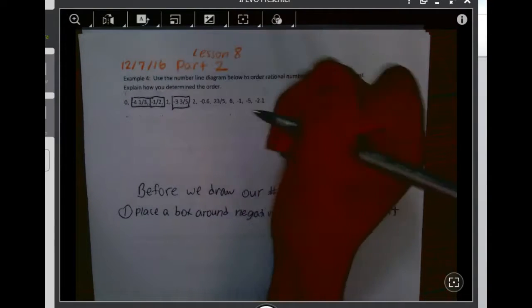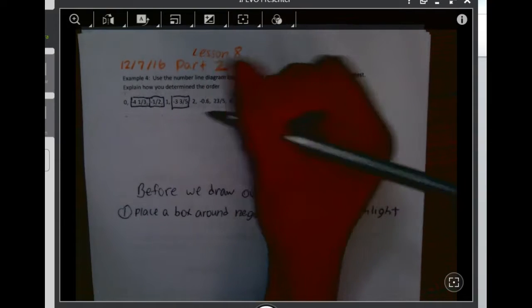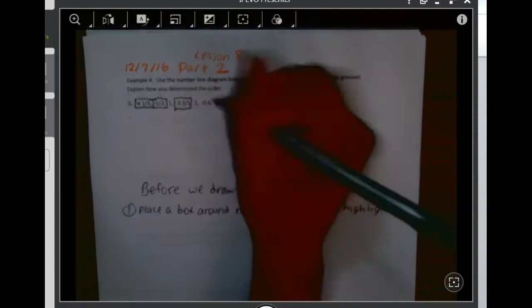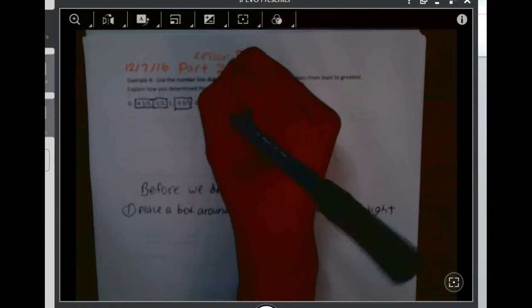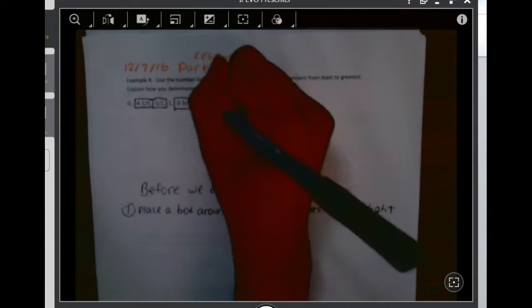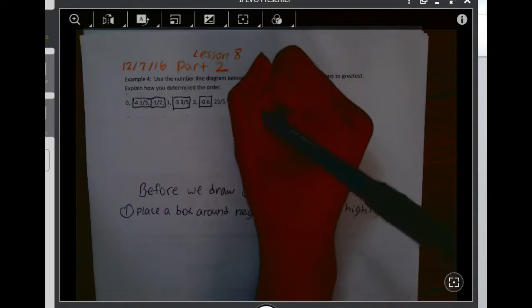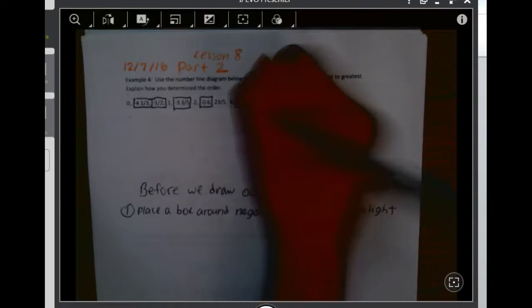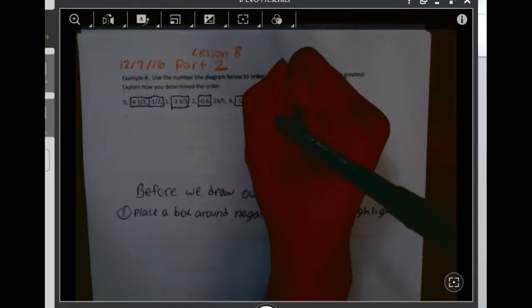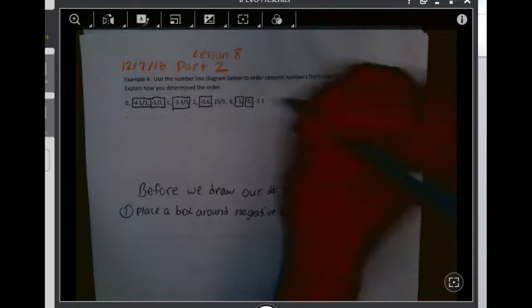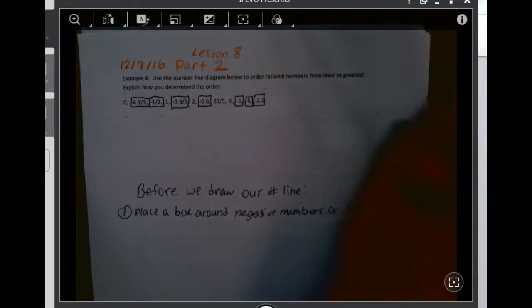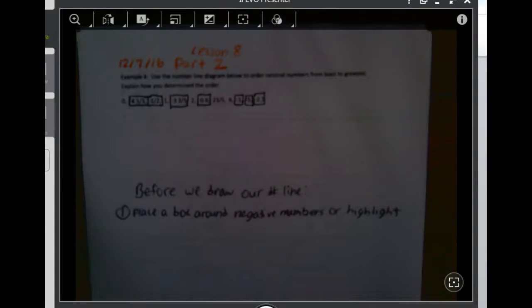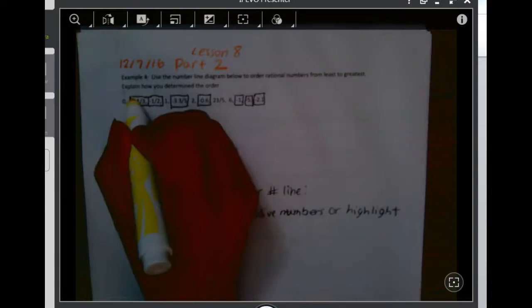We have -4 1/3, -1/2, -3 3/5, -6/10, -1, -5, and -2 1/10. And I'm also going to highlight these to make sure that we can see them.